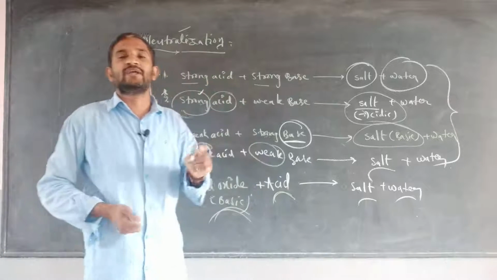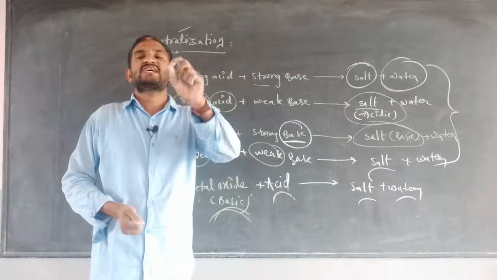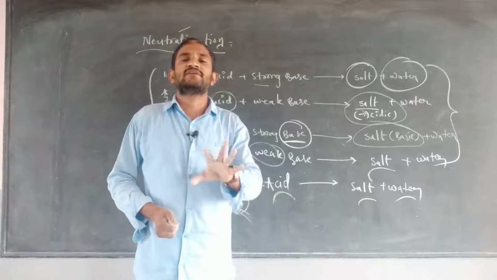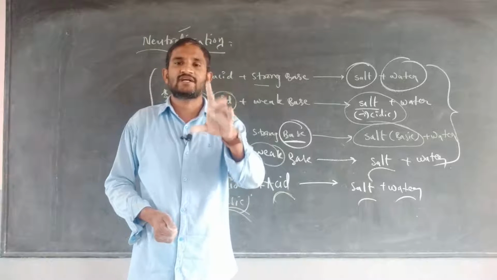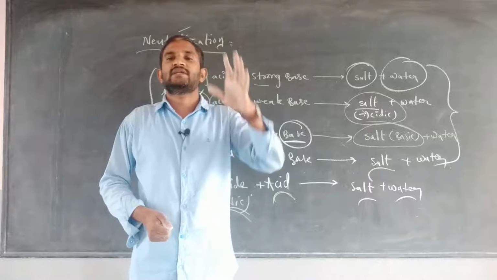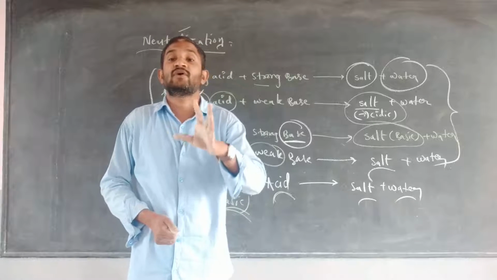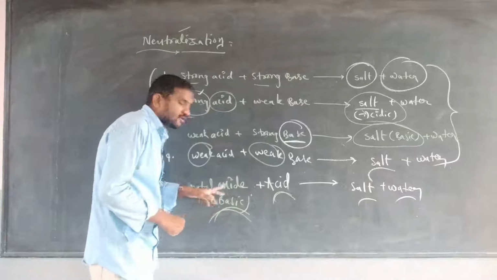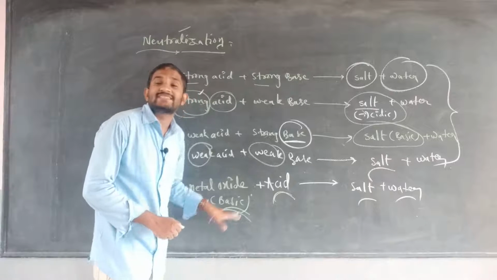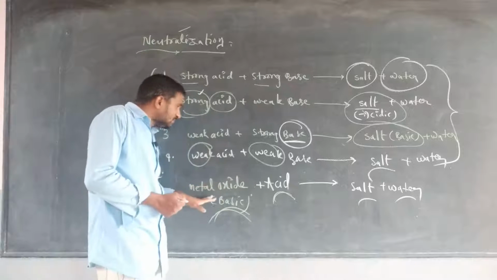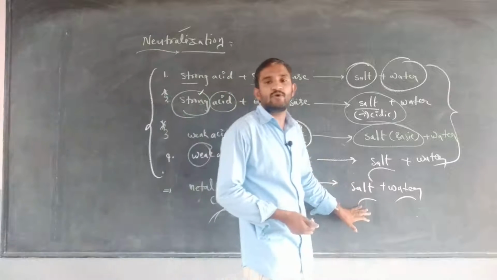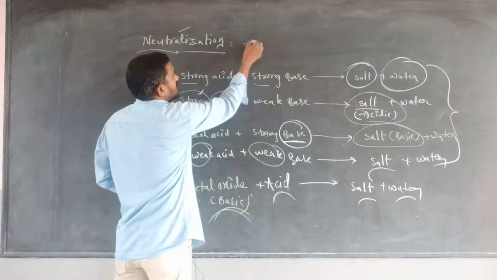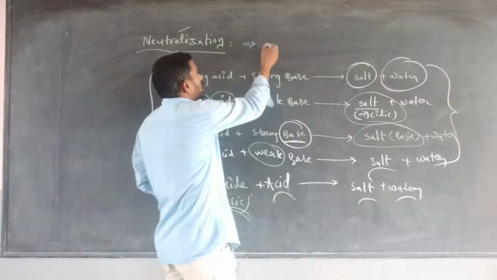So our conclusion is what? That the metal oxide should have which nature? Basic nature. In 8th class we already discussed metals in the metals and non-metals chapter: metals always have basic nature. That means the metal oxide should have basic nature only. These bases with acid form salt plus water only. Again, I am writing one more reaction here, let's see. What is that? Non-metal oxide.